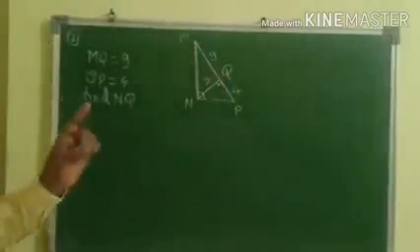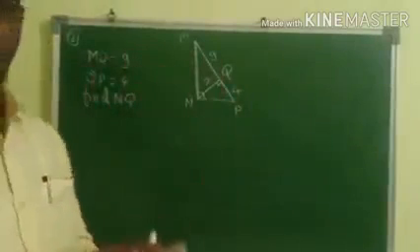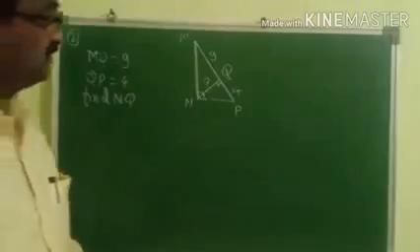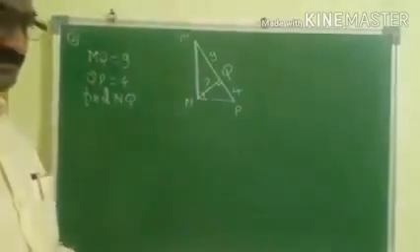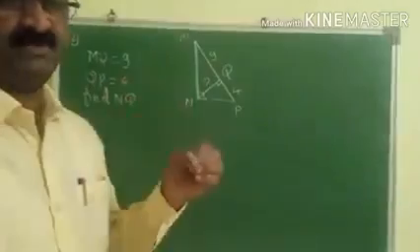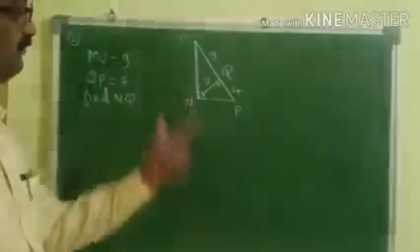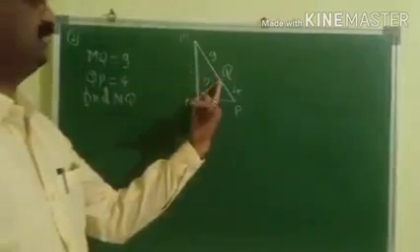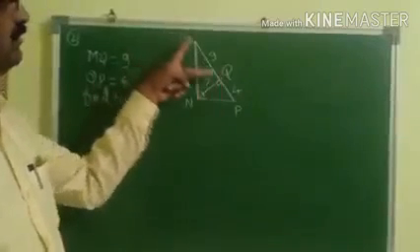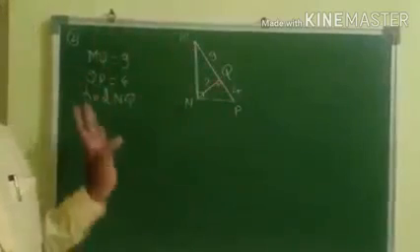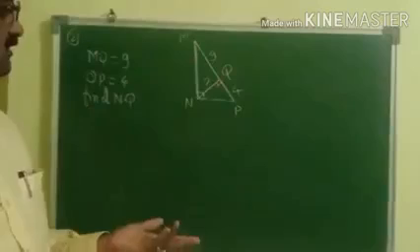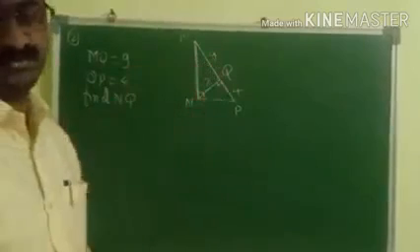As soon as we see this figure, a right angle triangle with an altitude drawn to the hypotenuse, we must immediately remember the geometric mean theorem. What is the geometric mean theorem? The square of this one, NQ square, is equal to MQ into QP. That is the geometric mean theorem. Very simple: the square of this is equal to the product of these two.